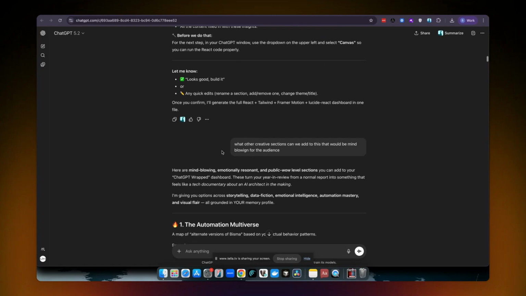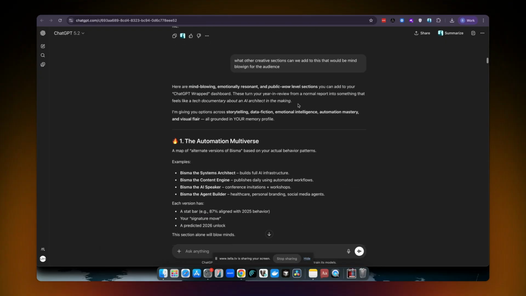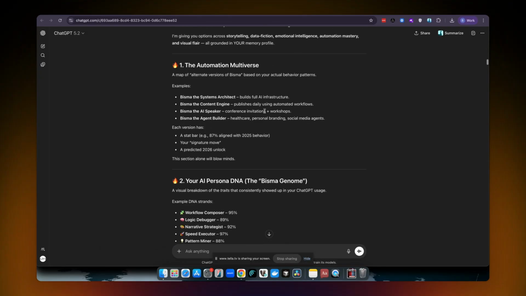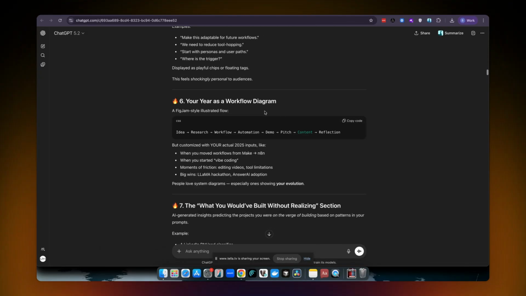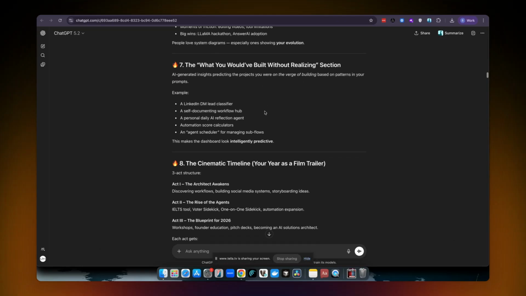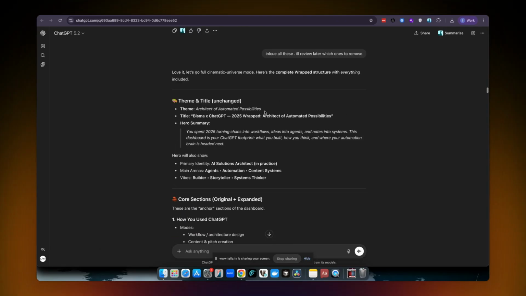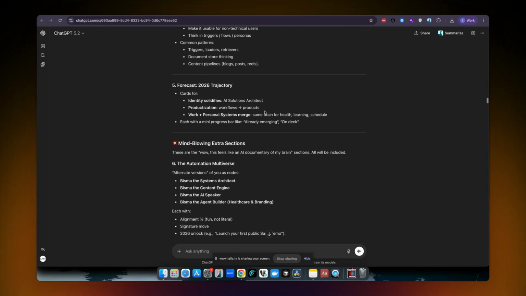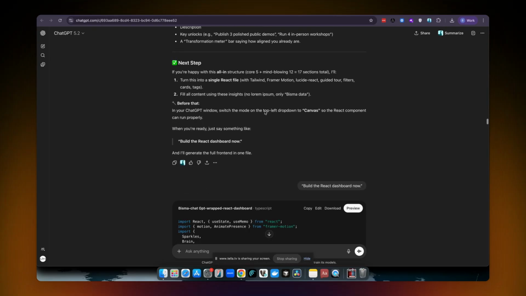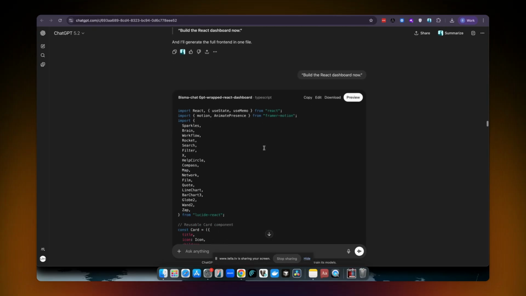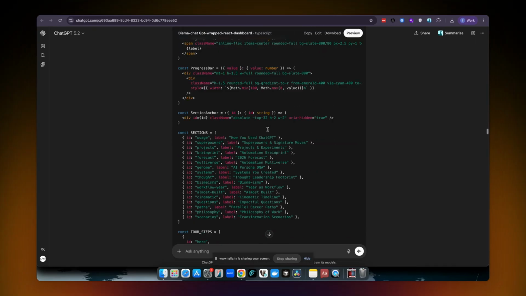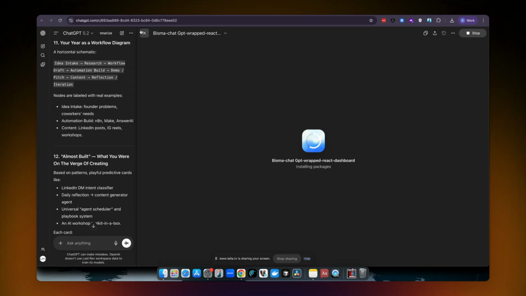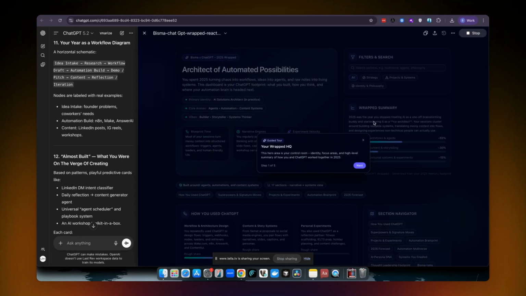So I used all of these tools and most of my queries were moving around this. After this, I asked what other creative options I could add to the same sections, and it gave me a couple of different options. Some were good enough and some were very lame. And then finally, once we had the final idea of what I wanted, I used it. Then it gave me the entire code of the React dashboard of how it would look. And this is what it came up with. So yeah, this is what it turned out.